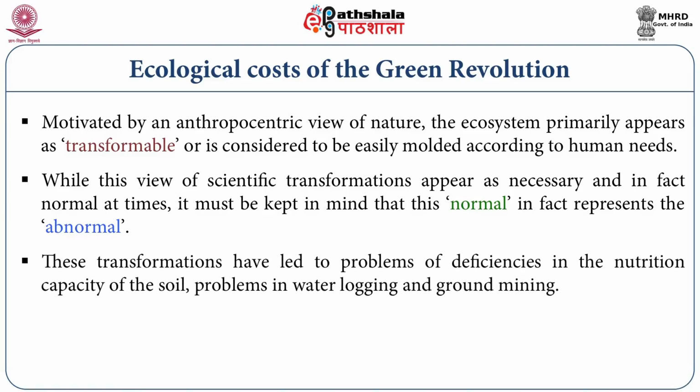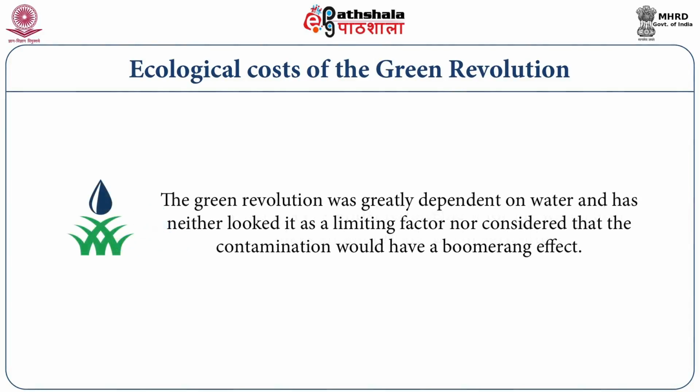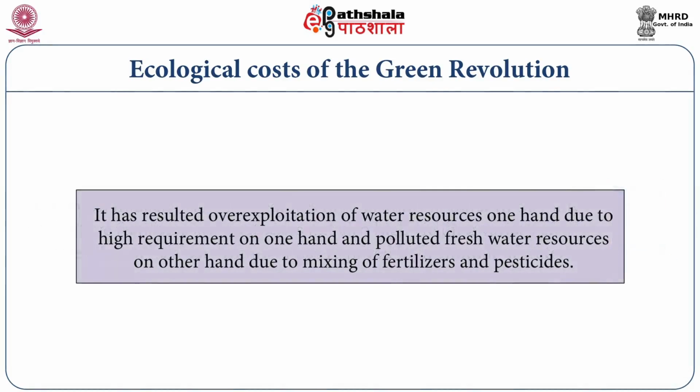These transformations have led to problems of deficiency in the nutrition capacity of the soil, problems of waterlogging and groundwater mining. Water is an essential requirement for life, which also plays an important role in agriculture. The Green Revolution was greatly dependent on water and has neither looked at it as a limiting factor nor considered that the contamination would be a boomerang effect. Chemical intensive farming requires a high amount of water to not only dissolve the fertilizers and pesticides, but the high yielding varieties, which were alien to the local environment, have also required high amounts of water. It has resulted in over exploitation of water resources on one hand due to high requirement, and on the other hand polluted freshwater sources due to mixing of fertilizers and pesticides.